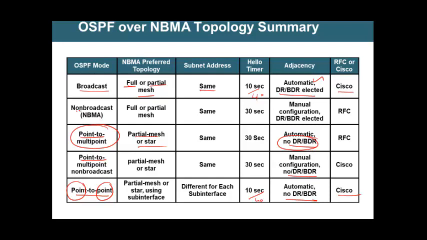A non-broadcast, which is the default type on frame relay interfaces. Again, it is recommended for full mesh. If you use this mode in the partial mesh, make sure you suppress DR-BDR. And very unique behavior of this mode is manual configuration of neighbor. And this is an RFC standard. All the participant routers should be in same subnet. The timer is 30 and 120.